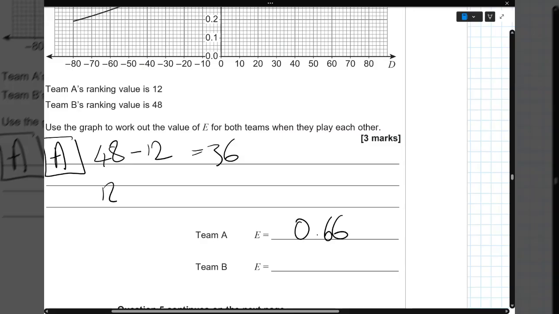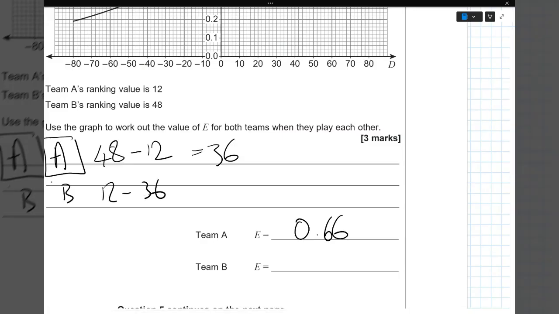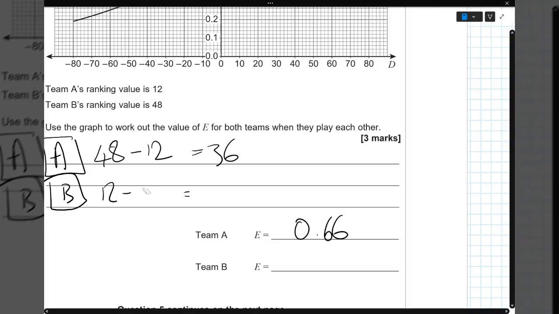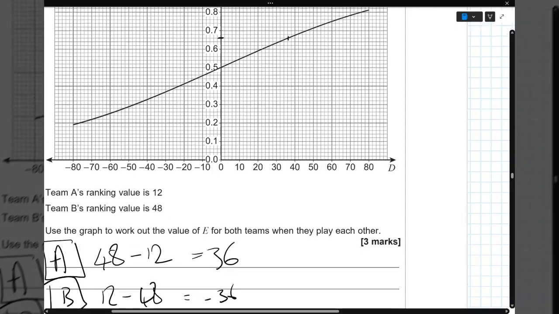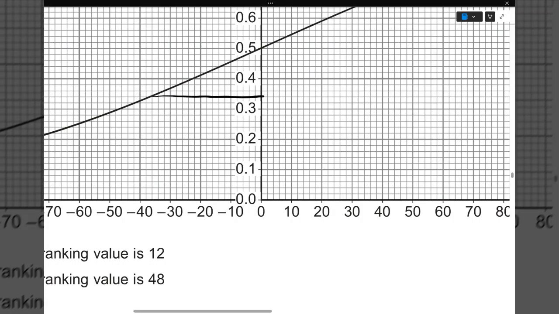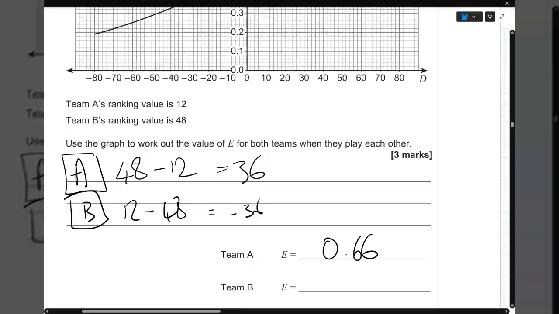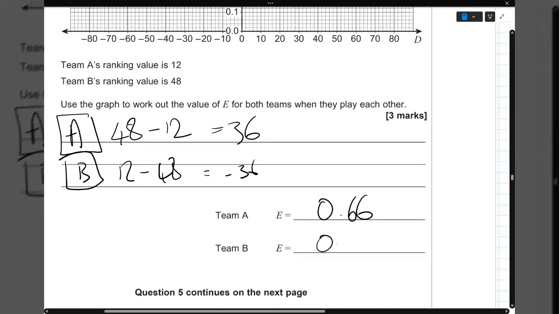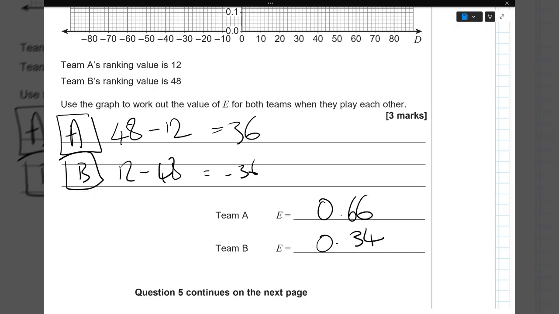Then just to prove it to you, for team B, I believe these add up to 1, but we can't really assume that. Not 36 we're taking away, it's 48, which gives us negative 36. And then when we look on this graph, negative 36, we're in there. And that is 0.34. So there's no draws in this game. They're adding up to 1. One team wins, one team loses. Must be a cup game.